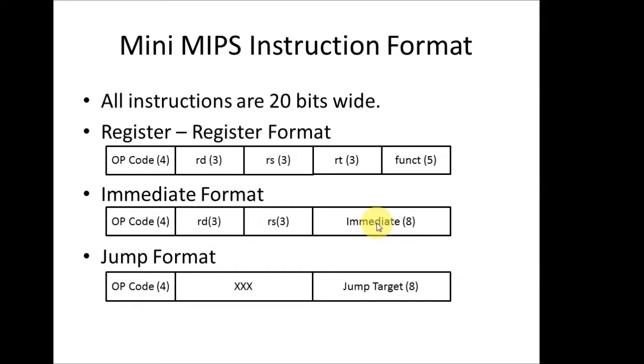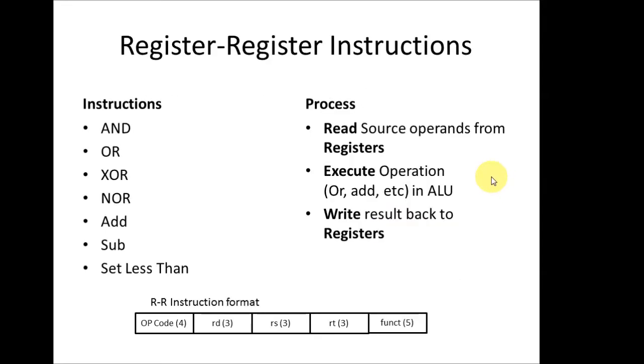The first type, register-to-register instructions, are instructions of the type AND, OR, XOR, NOR, ADD, SUB, and set less than. And note that these don't have the I's on them, so they're not immediate instructions. They use the register-to-register instruction format where we provide two inputs in S and T and a destination of D. And these are addresses to registers. We have an extra function code area here that we'll use in our ISA design.